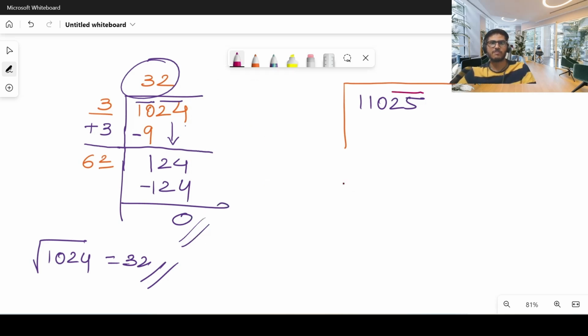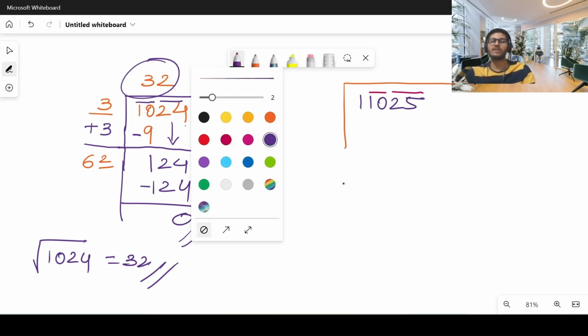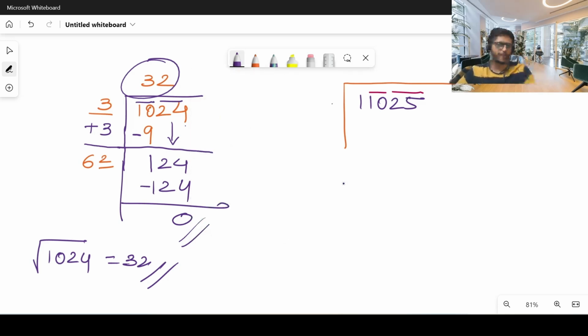So the first pair is 25, the second pair is 10, and one is left alone, as I have told you that there will always be one digit left alone in an odd number of digits. Here the one digit is left alone as usual. Whichever number is left alone, we have to consider that one. Now what is the next step?